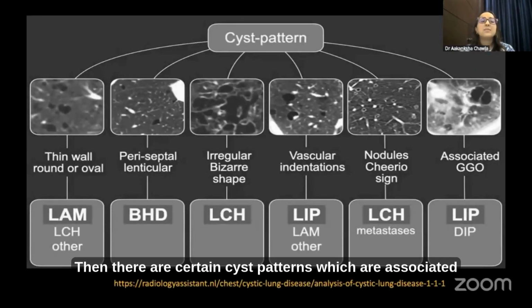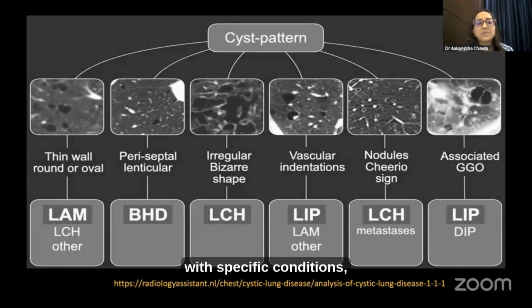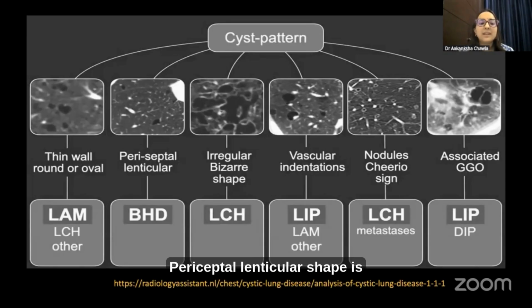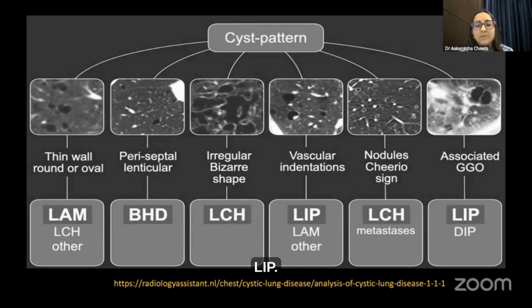Then there are certain cyst patterns which are associated with specific conditions, like thin wall, round to oval cysts seen in LAM. Periseptal lenticular shape is very characteristic for Birt-Hogg-Dubé. Then irregular bizarre shapes, because the cysts keep confluencing, are seen in LCH. Then vascular indentations are seen in LIP. Then nodules with the Cheerio sign, when they cavitate and there's a central lucency, are seen again in LCH.